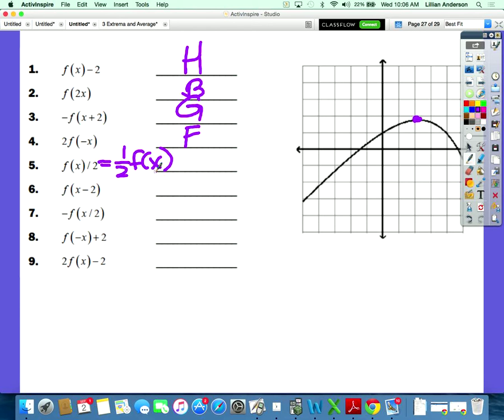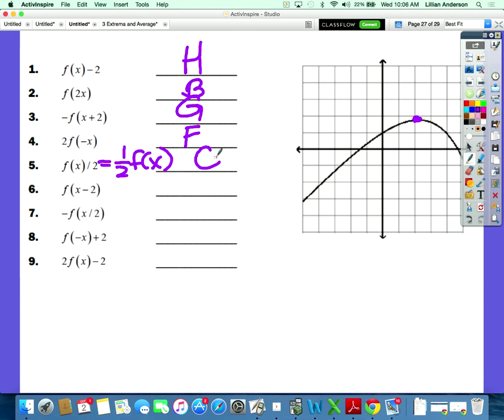So 1/2 means I'm stretching which way, vertically or horizontally? That doesn't matter when you write it on your exam. Vertically, by a factor of 1/2. So that means that all of my y's are going to get multiplied by 1/2. So this is going to go down. What answer? C.